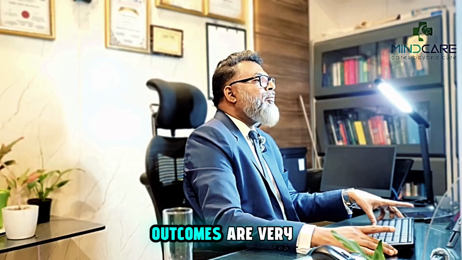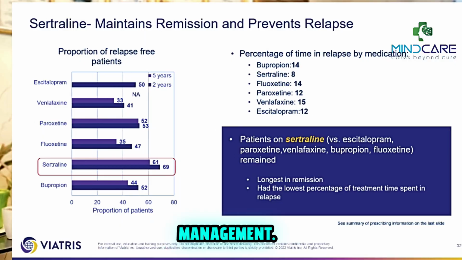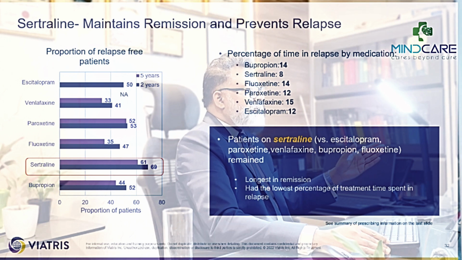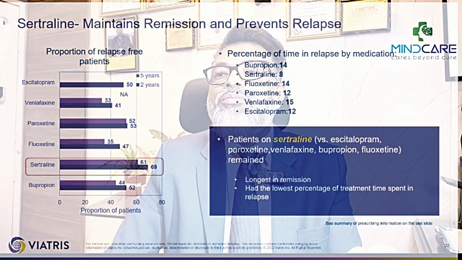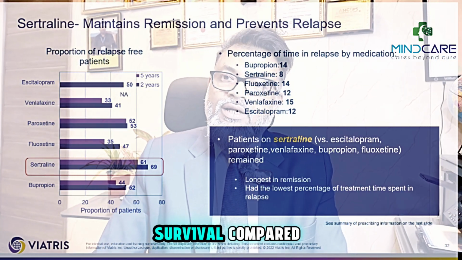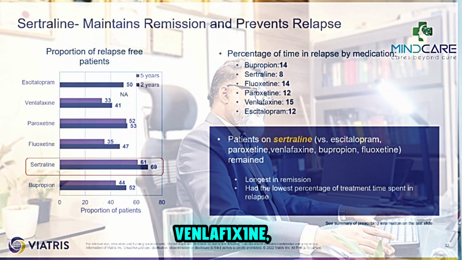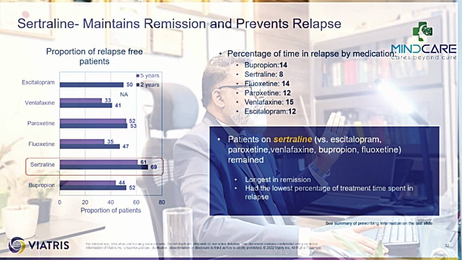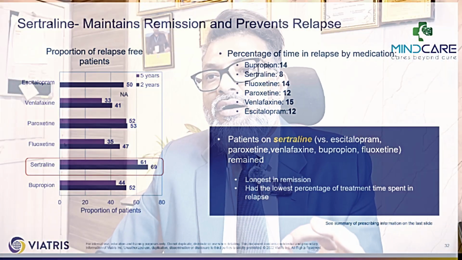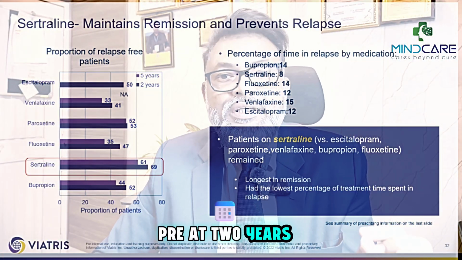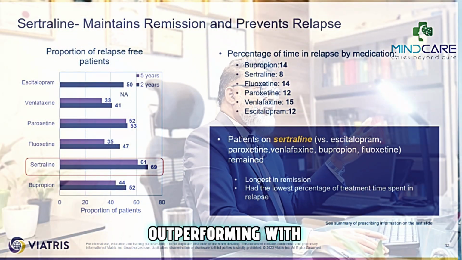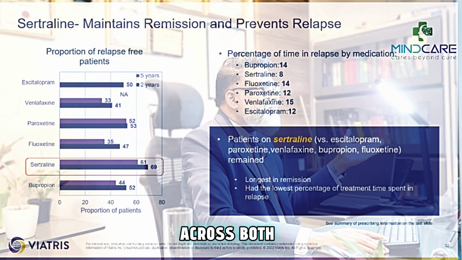Long-term outcomes are very critical in depression management. This slide highlights sertraline's advantage in relapse prevention. Over a 2 to 5 year follow-up, patients on sertraline showed the highest proportion of relapse-free survival compared to escitalopram, paroxetine, venlafaxine, fluoxetine, and bupropion. Especially, 69% remain relapse-free at 2 years and 61% at 5 years. This shows it outperforming the other comparators across both timelines.